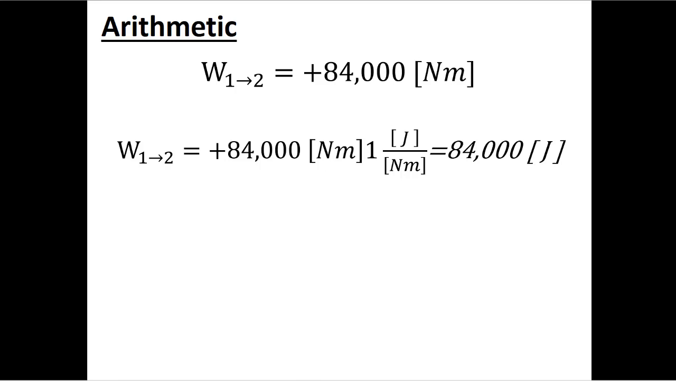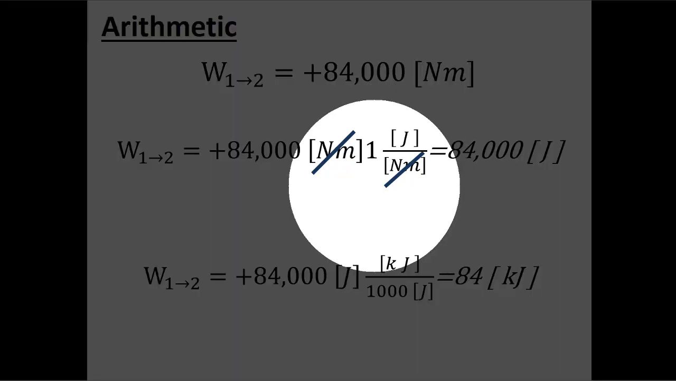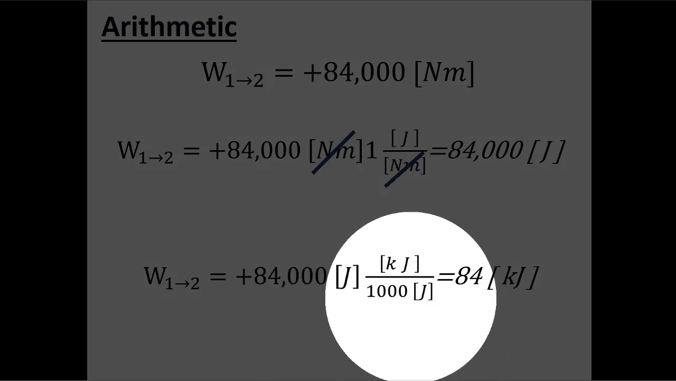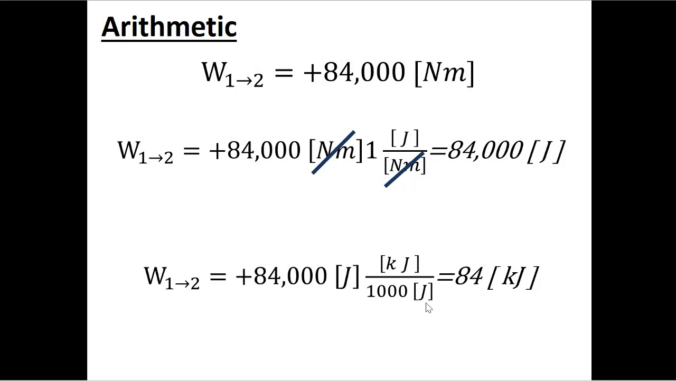But the problem wanted my answer not in joules, but in kilojoules. So I canceled out these Newton meters, and I want an answer in kilojoules here. So again, I want to get rid of this term of joules, so I put the joules term on the bottom. There's 1,000 joules here, and I put kilojoules in the numerator. Now the joules cancel out. I divide by 1,000, and I get 84 kilojoules.